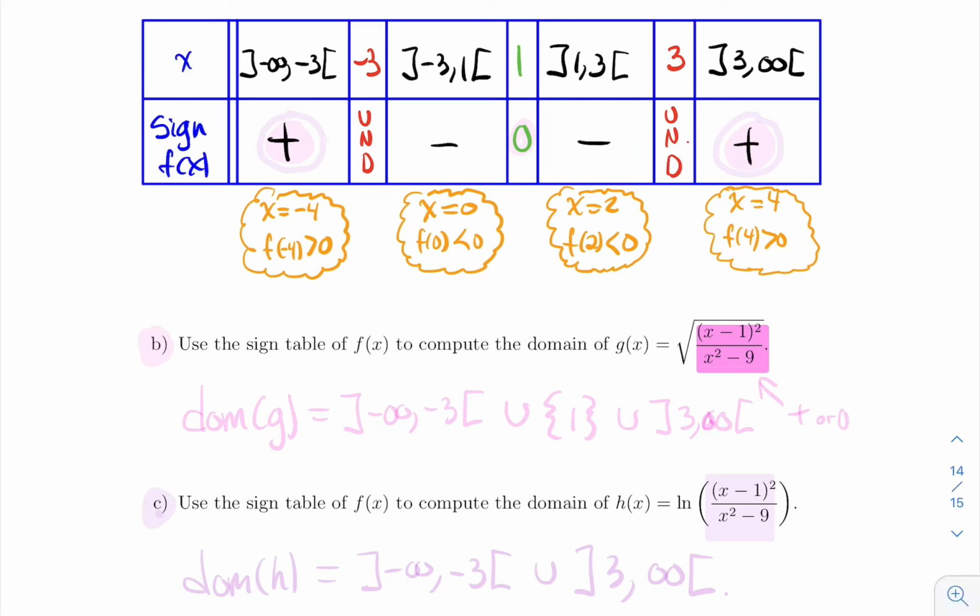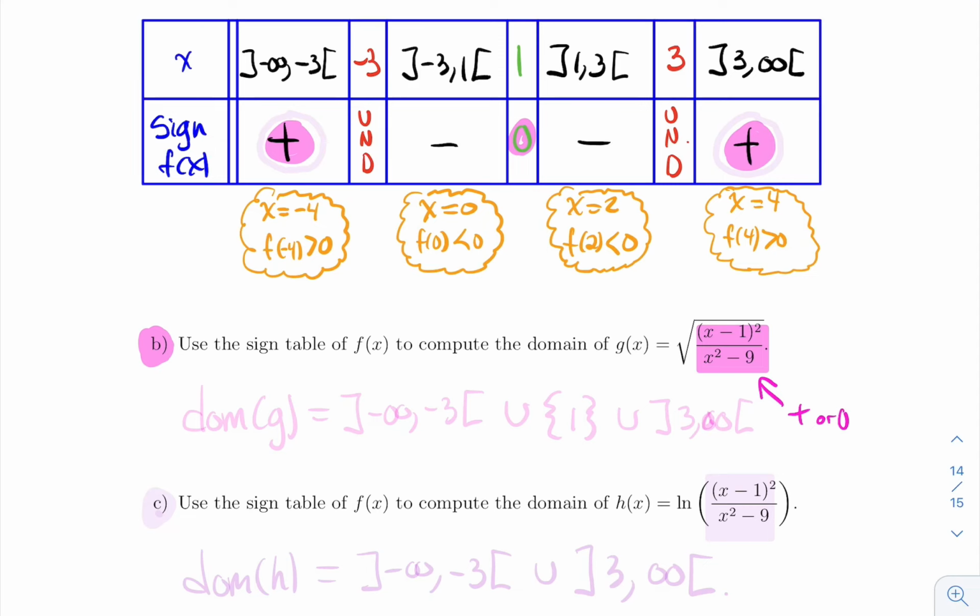The question could just be, use a sign table to compute the domain of the square root. It'd be up to you to realize, I need to go inside and compute the sign. And for the square root, you need to remember that you're just going to keep the pluses or the zeros. So in the sign table, if I go and seek my pluses, I have a plus here, and I have a 0 here at 1, and a plus after 3.